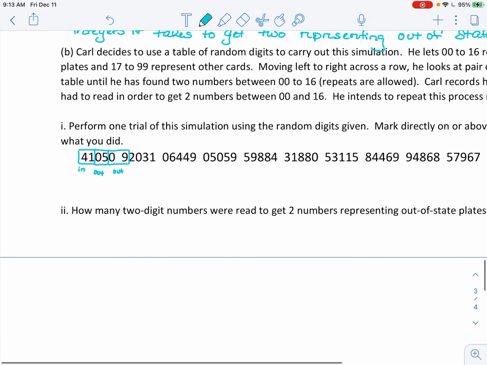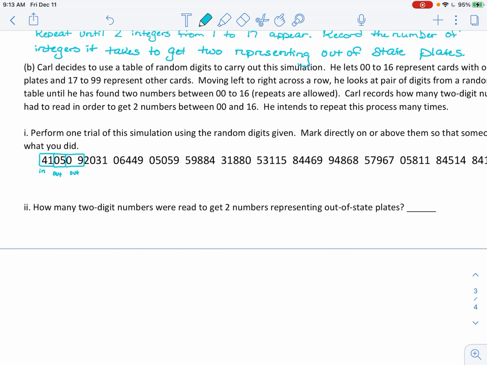How many 2-digit numbers were read to get 2 numbers representing out-of-state plates? I think my answer key was wrong because I definitely have 3 pairs of 2-digit numbers.